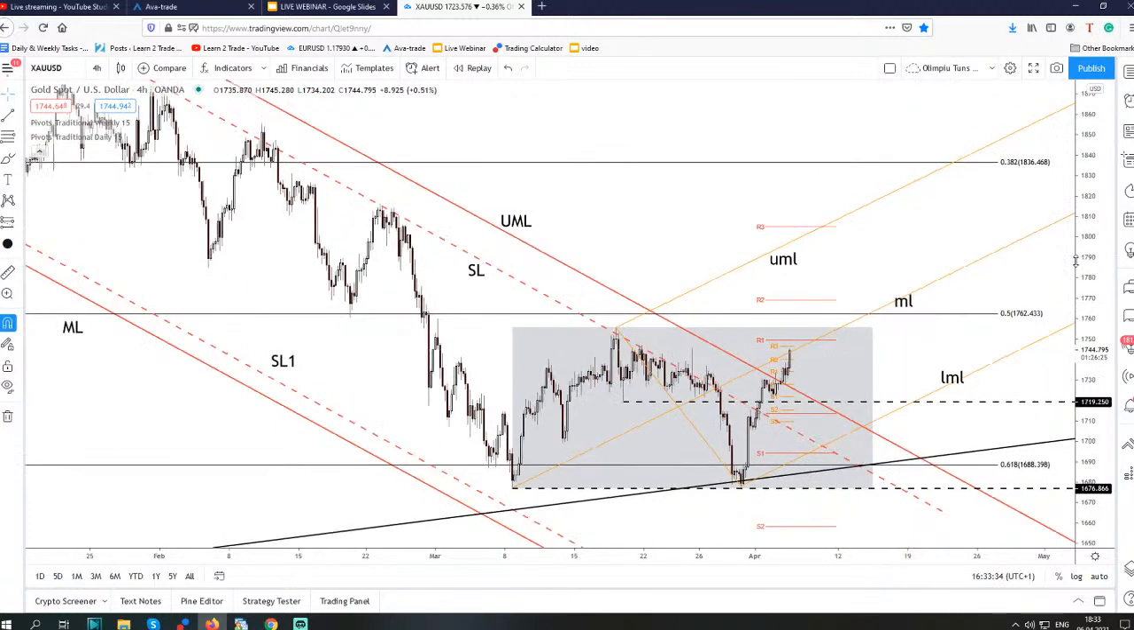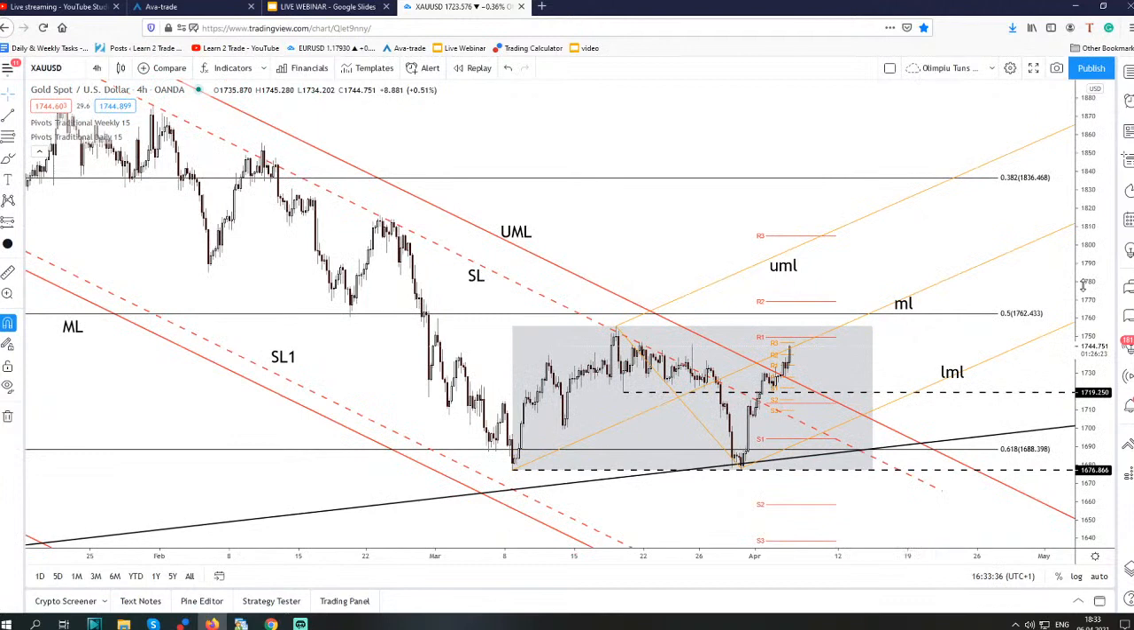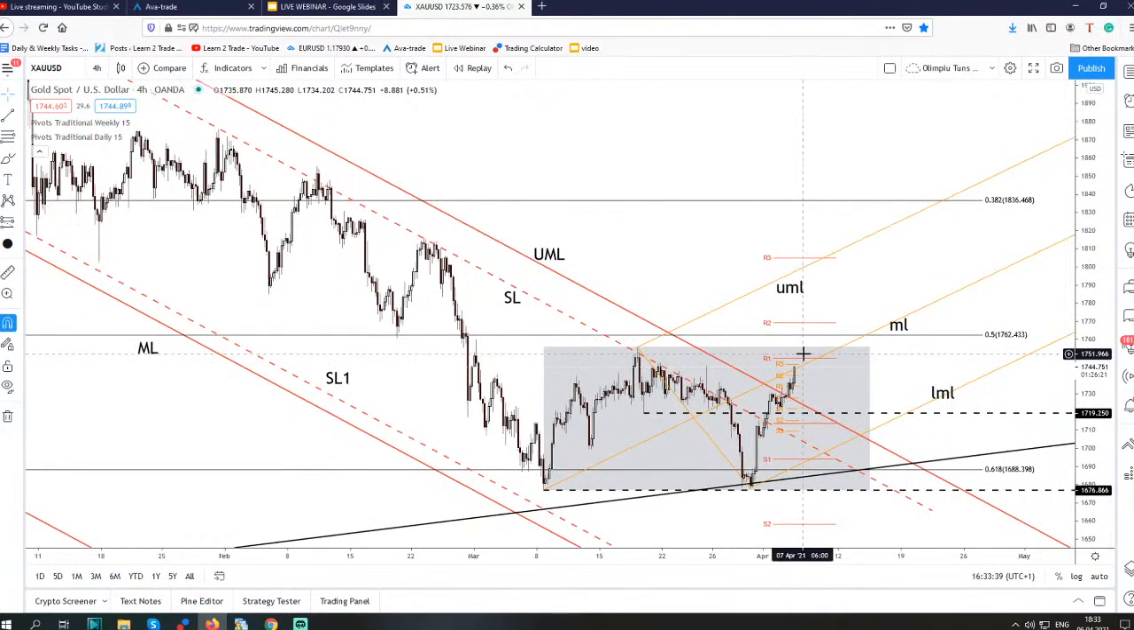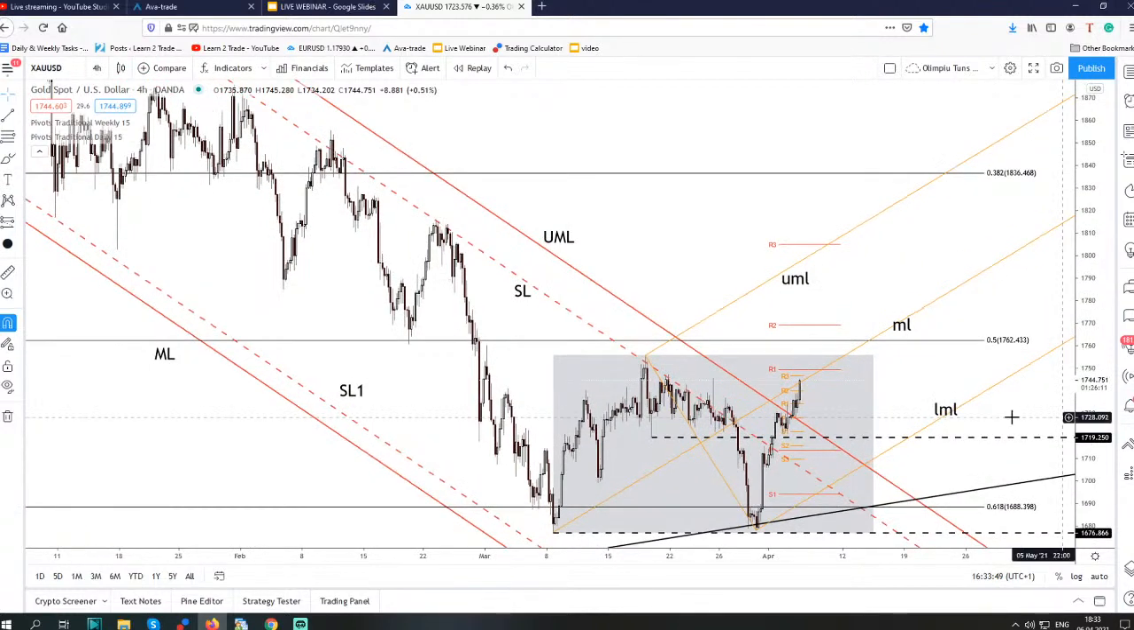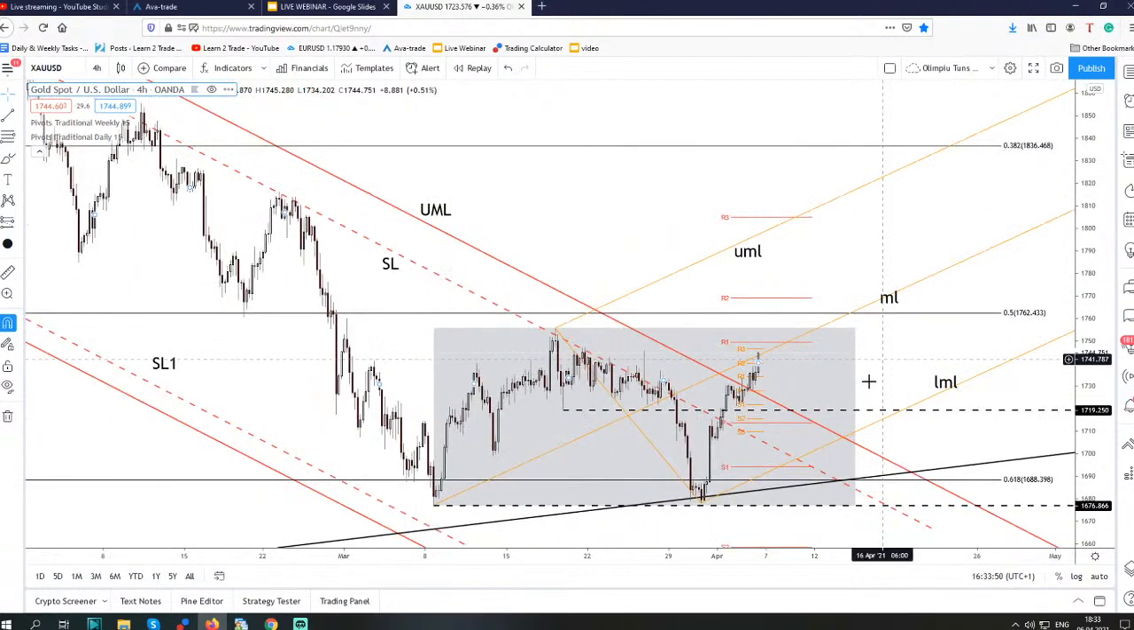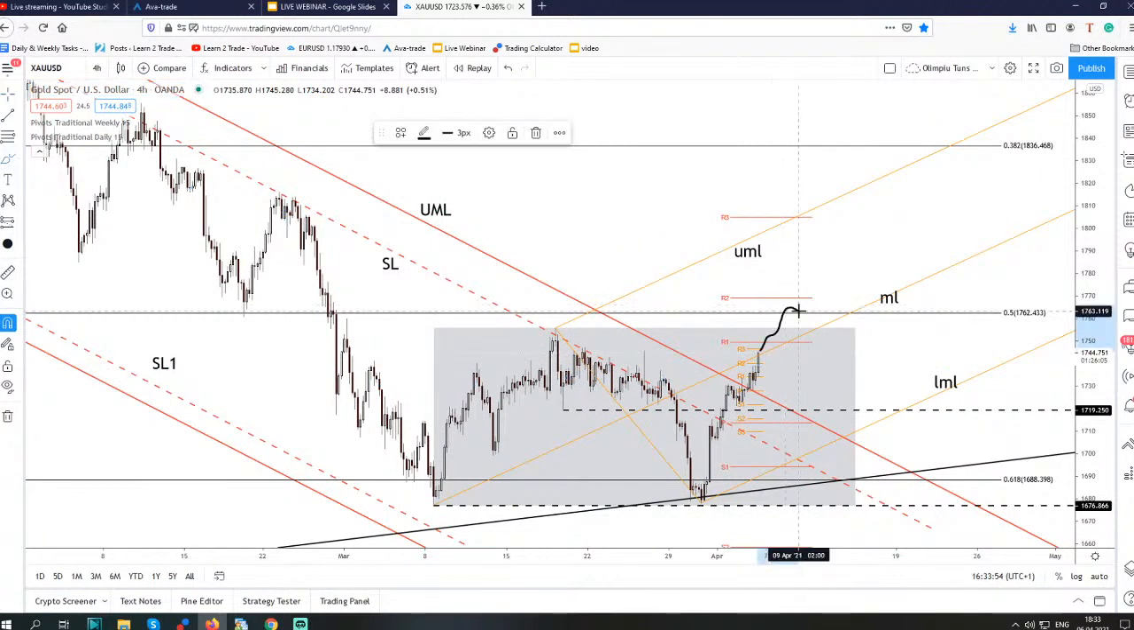Okay, so gold could continue higher if the US dollar will continue to depreciate, if it will continue to drop, if the US dollar index will continue to drop. Okay, and a potential breakout here could bring us a new opportunity.